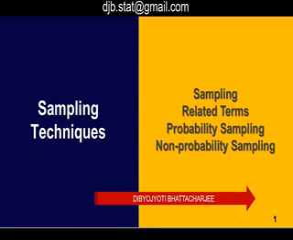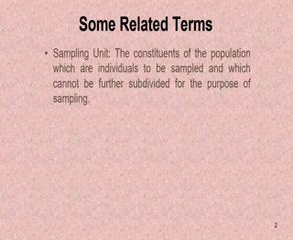Here we will be discussing different sampling techniques. We will discuss what is sampling, what are the related terms, what is probability sampling, different types of probability sampling with their relative merits and demerits, and also non-probability sampling. These will be covered in two lectures back to back. So let us start. To start with, let us first learn about some related terms involving sampling.